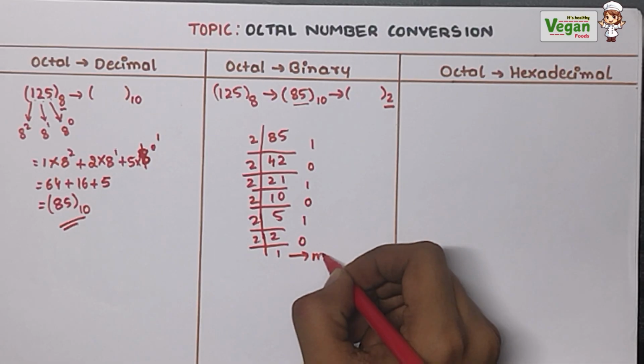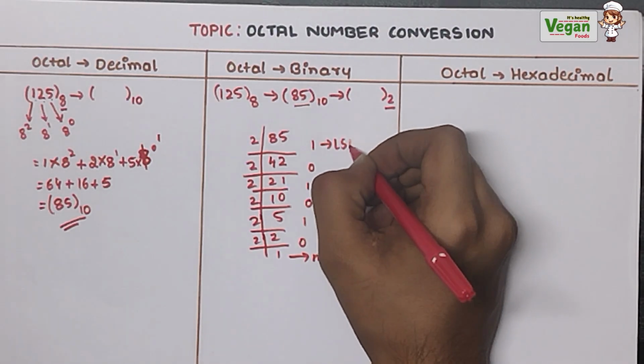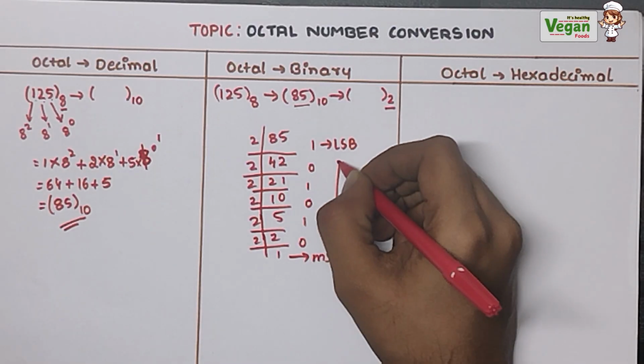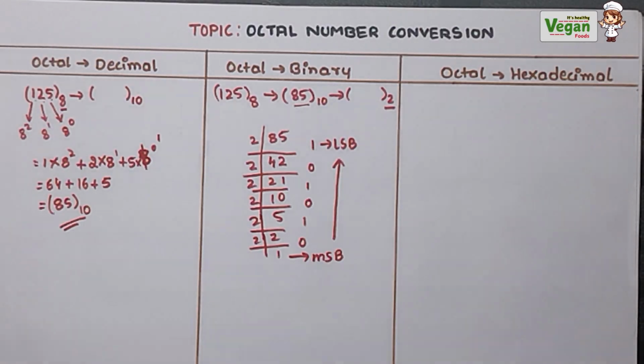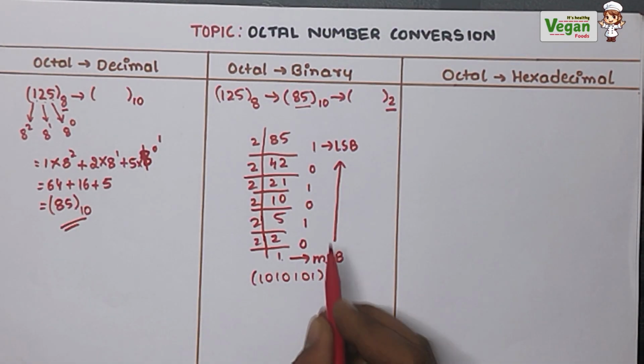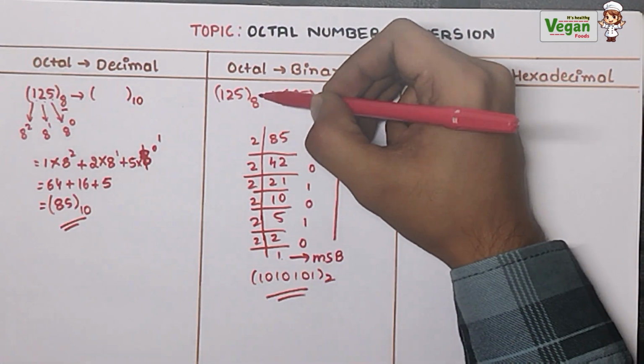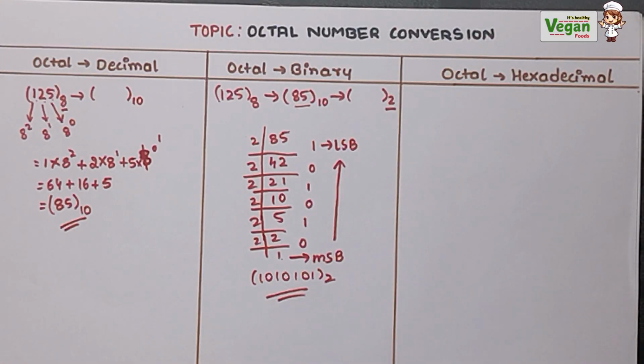So this will be the most significant bit and this will be the least significant bit. Write from the most significant bit towards the least significant bit. What will be the value? 1 0 1 0 1 0 1, to the base 2. So this is the value of 125, that is octal, when it is converted to binary.